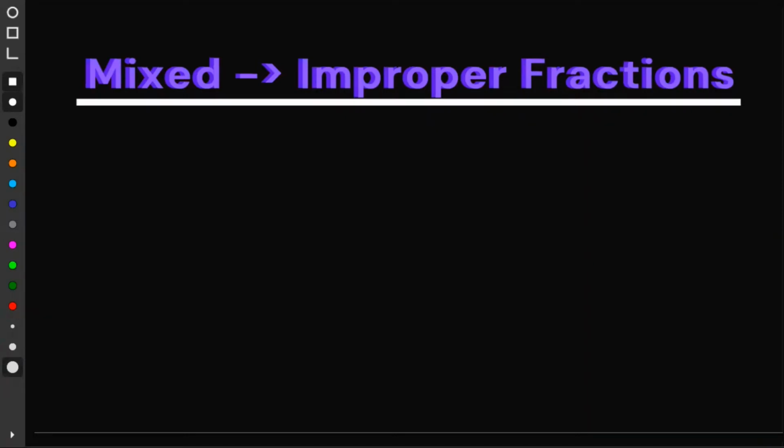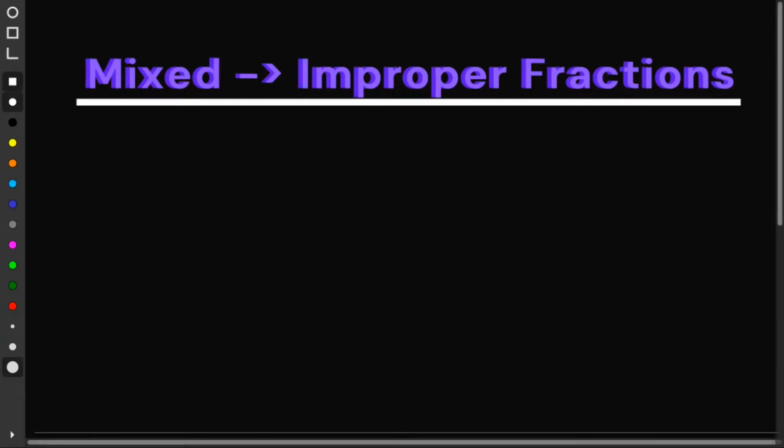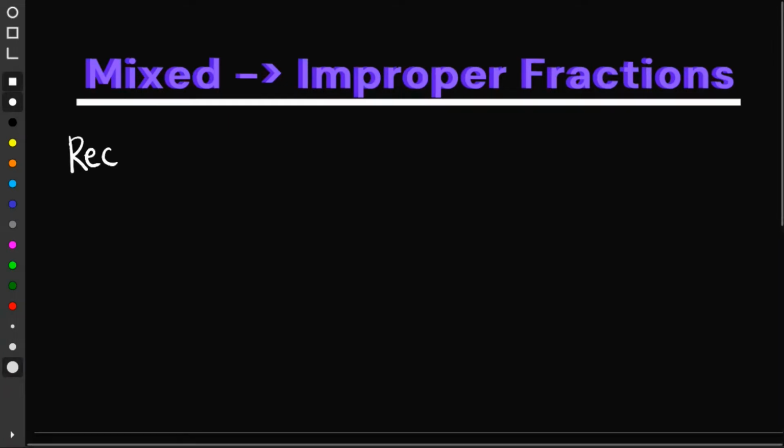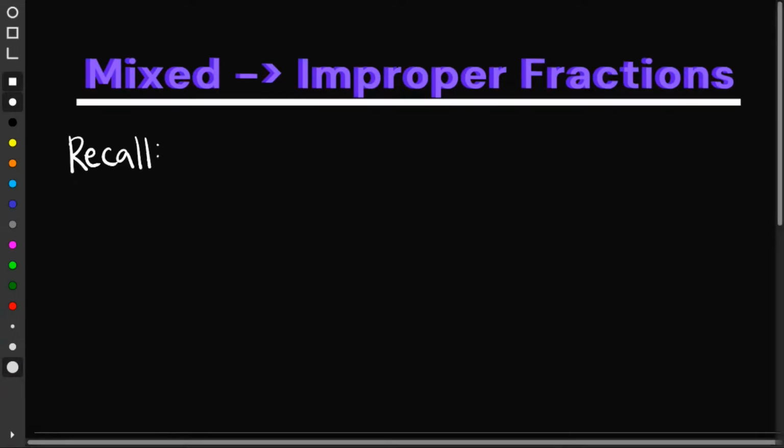So for this video, we'll be showing some examples on how to convert a number from mixed to improper fraction and vice versa. So let us first recall what we mean by mixed as well as improper fractions.